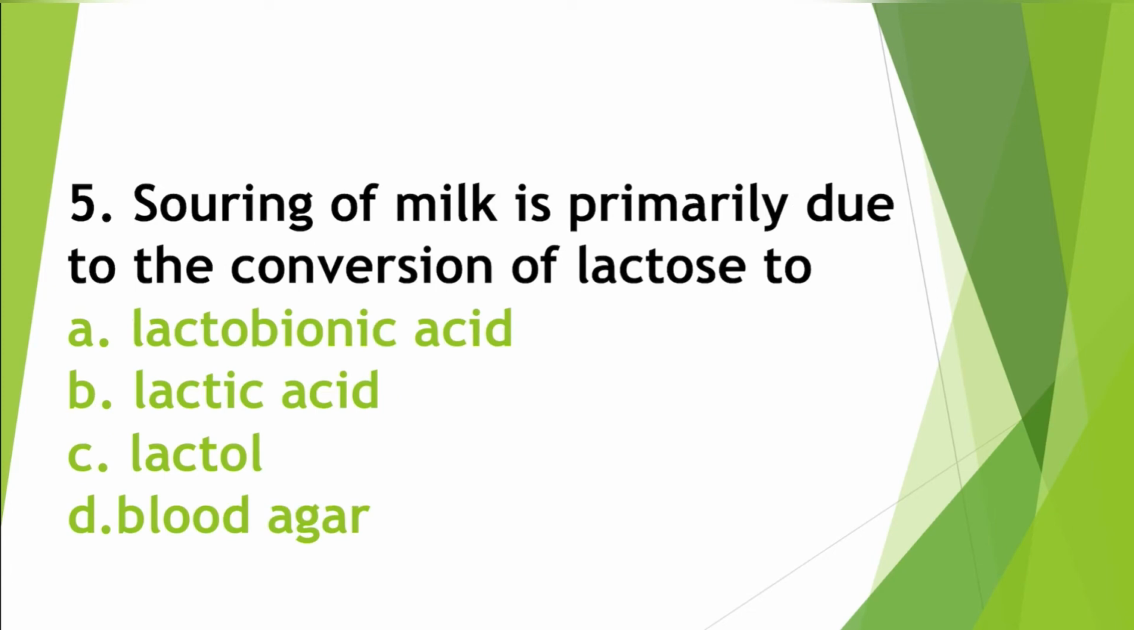Souring of milk is primarily due to the conversion of lactose to: the options are lactobionic acid, lactic acid, lactol or blood agar. So the correct answer is B, that is lactic acid.